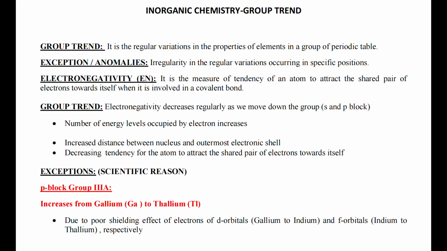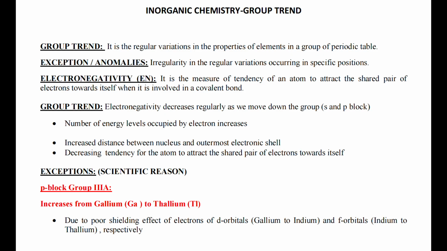There is an exception that we have for the representative elements, and that is for the elements of the p block in group 3A. Electronegativity should regularly decrease as we move down the group, but we have an exception where it increases from gallium to thallium. And what is the reason behind it?